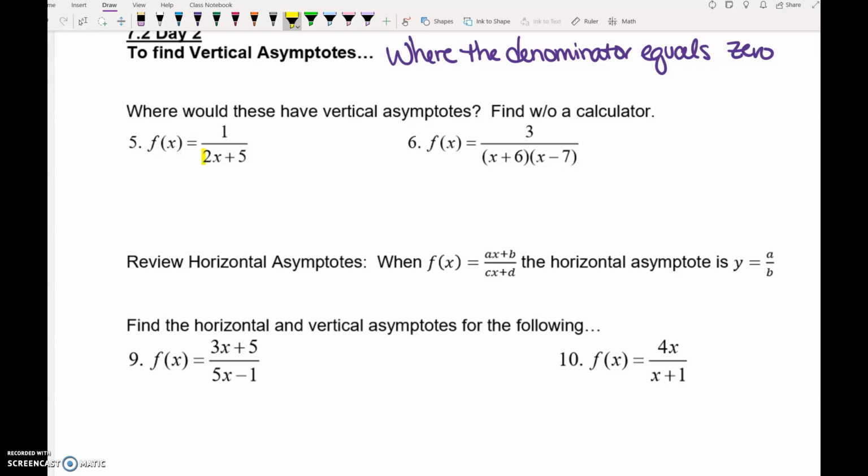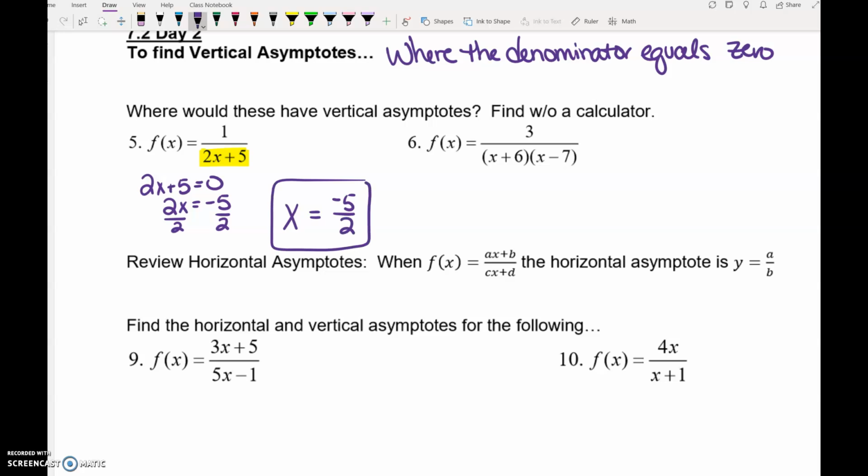So in number 5, the bottom is 2x plus 5. So we learned yesterday that we would do 2x plus 5 equals 0. Subtract 5 on both sides, and then divide by 2. It would have a vertical asymptote at negative 5 halves. Take a look at number 6.